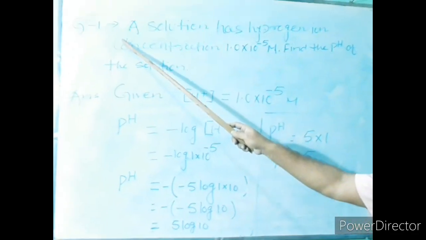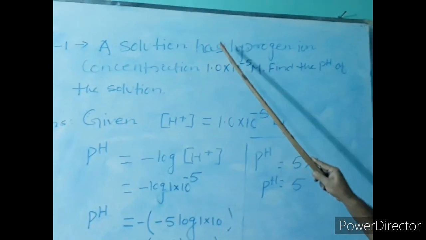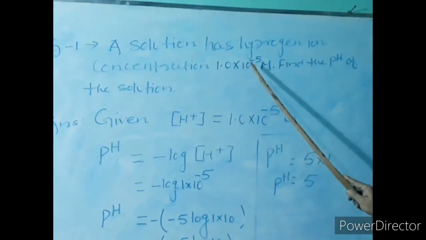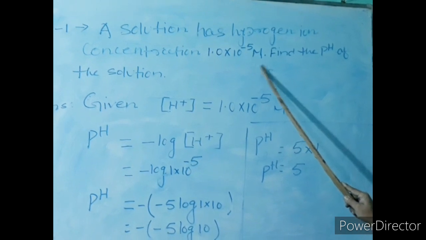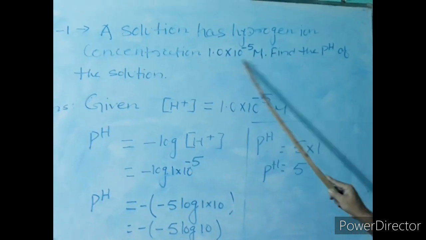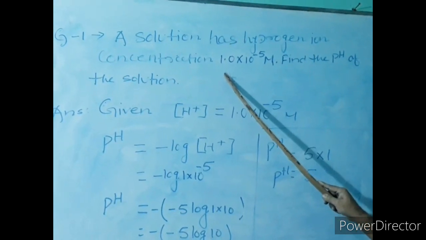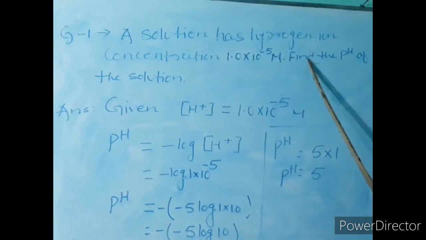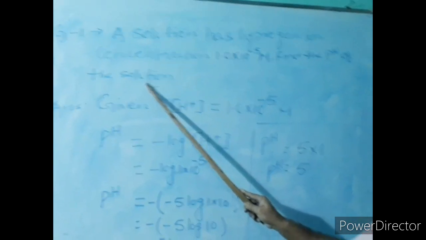So let us see a numerical based on pH. A solution has a hydrogen ion concentration of 1 into 10 to the power minus 5 molarity. In fact, the hydrogen ion concentration is 10 to the power minus 5 molarity, but we write it in scientific notation, so 1.0 into 10 to the power minus 5 molarity. Find the pH of the solution. Let us solve it.